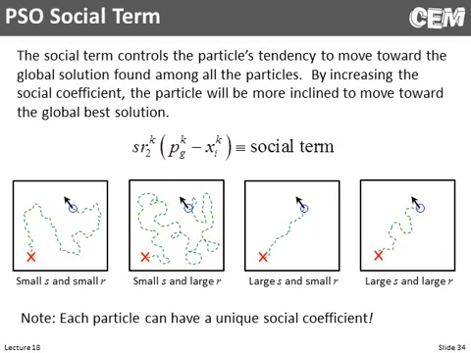And then the social term, these pictures look the same way, but it's a tendency to get toward the global best instead of the best that that particle has seen. And so this is the sharing of information between the different particles in the swarm.